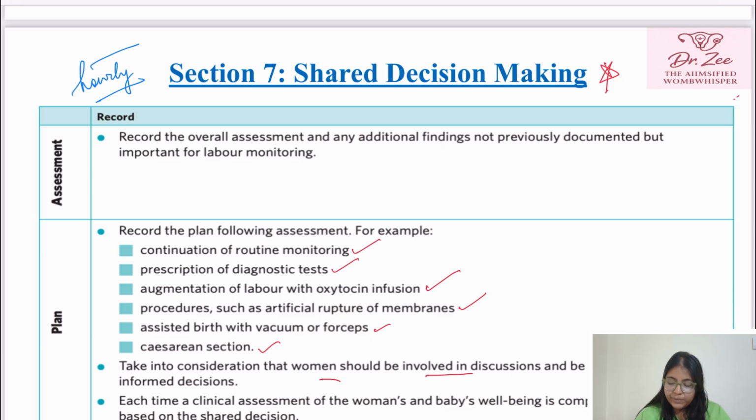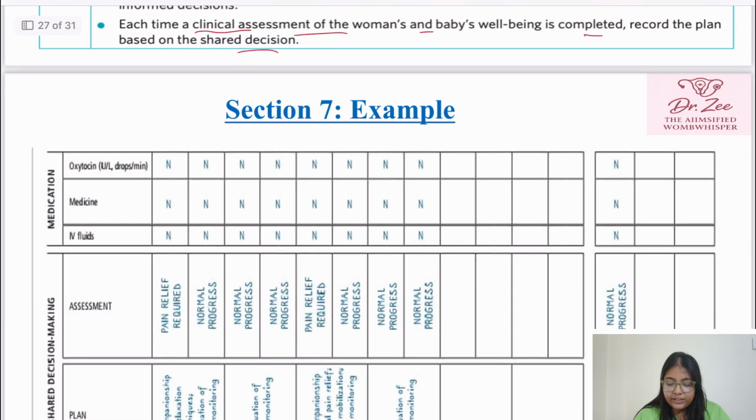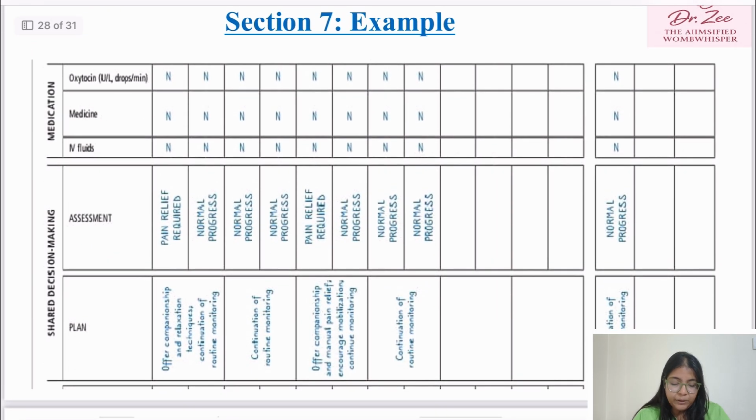Okay, so you should involve the patient in the discussion and you should allow her. It's not like "I will do it"; you should explain to her what the risks are and what the next action should be, and if she allows, you go ahead with that. Each time a clinical assessment is made, record the plan based on the shared decision. So this is the example.